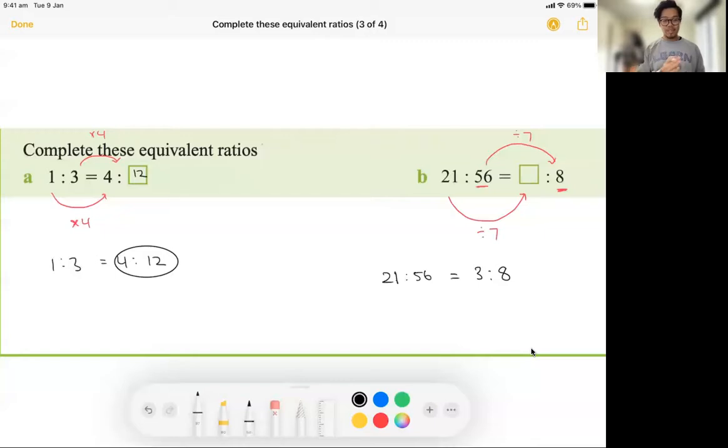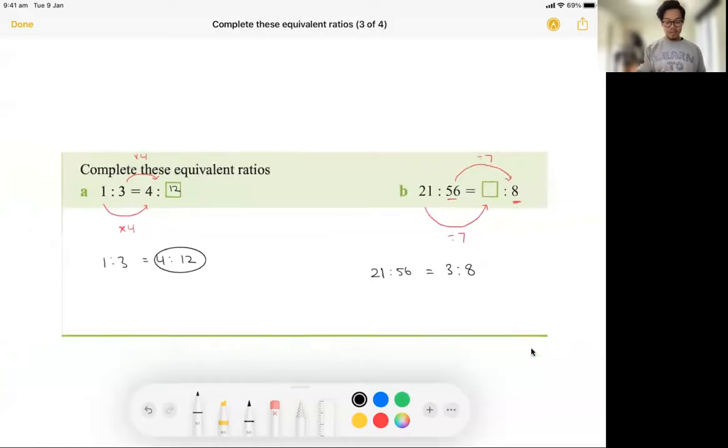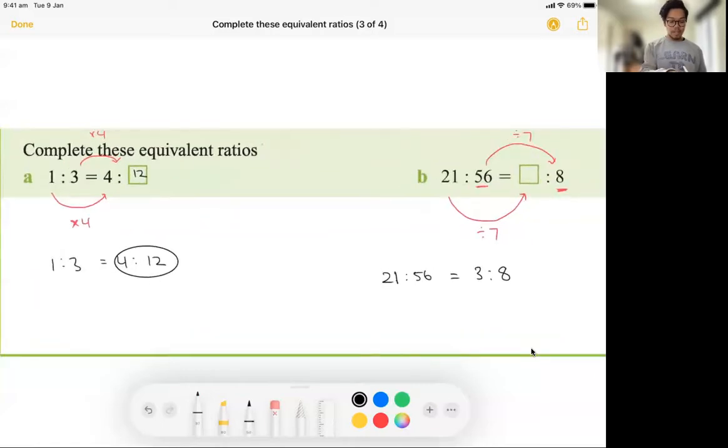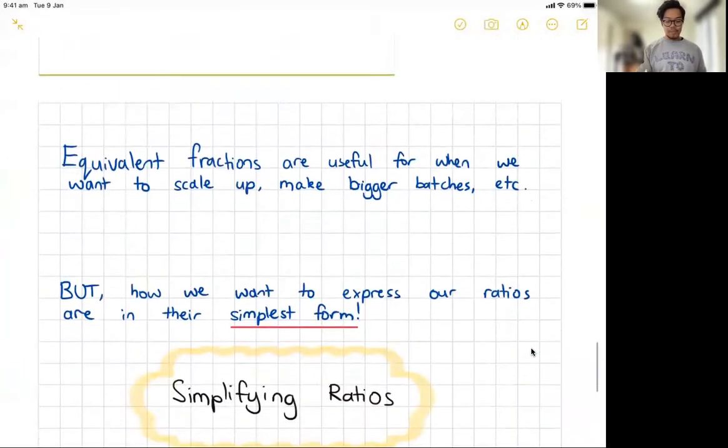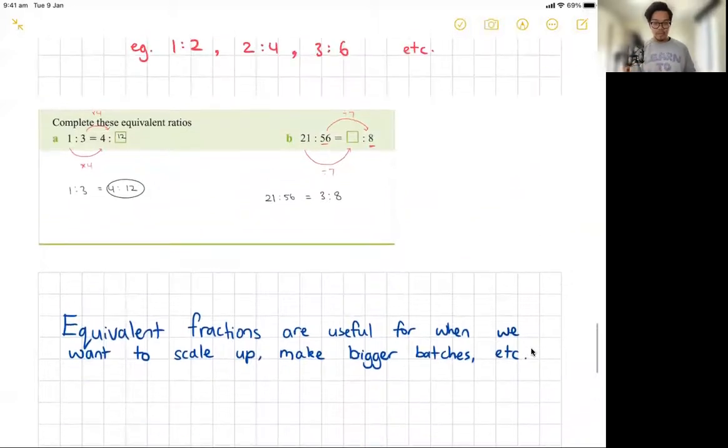Hopefully that makes a little bit of sense, right? Whatever we do to the first number or the second number, we have to do to both the terms. It's the same. Very similar to how we deal with fractions. Now let's move on. So equivalent fractions, why are they useful?